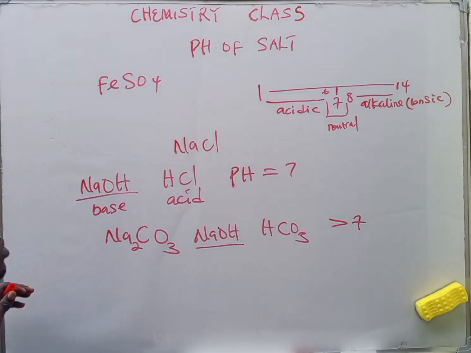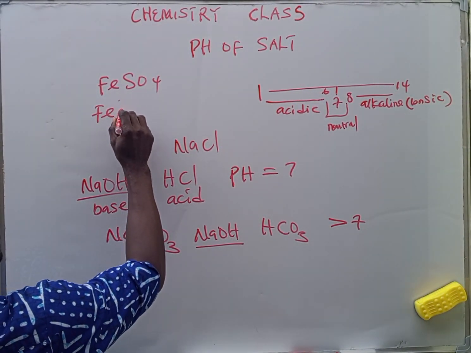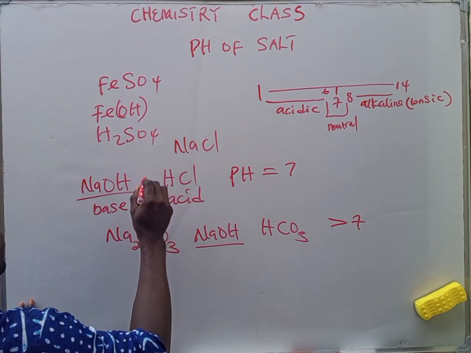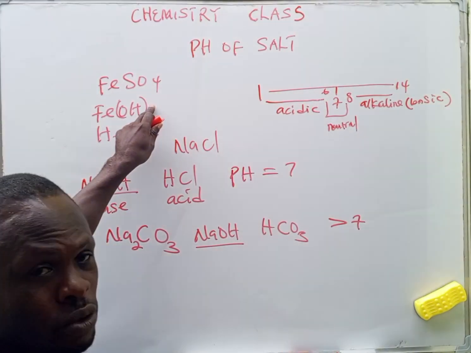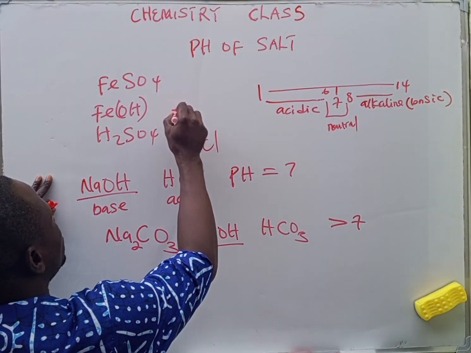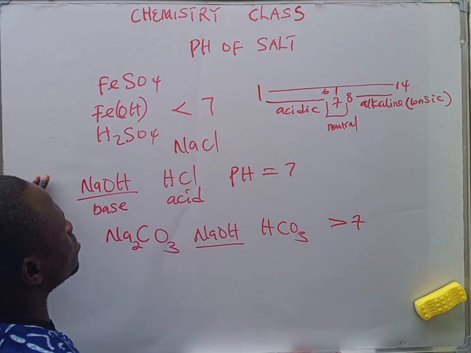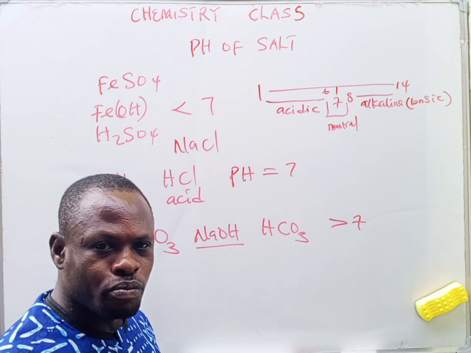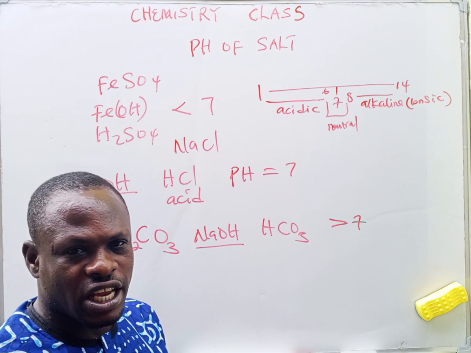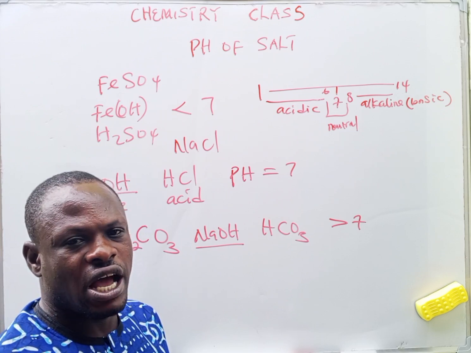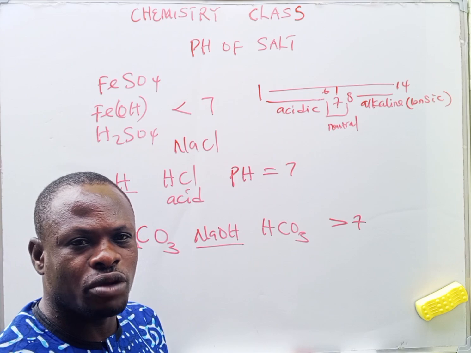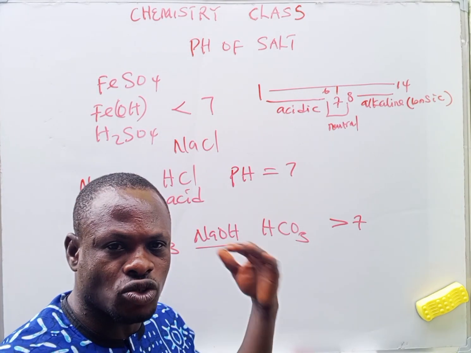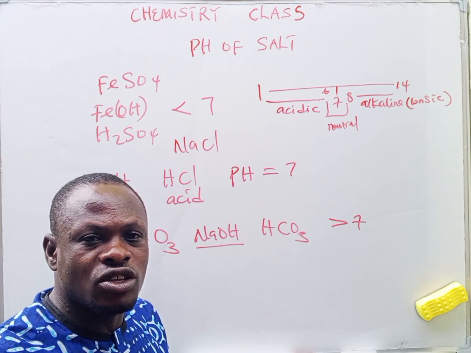Now what if you have a salt like this, FeSO4? Add water to it. Here we have Fe(OH)2, and we have H2SO4. This is a strong acid and this is a weak base. So the pH will be less than 7. Do you get that? So strong acid, weak base will give you a pH that is less than 7. Strong base and weak acid will give you a pH greater than 7. And strong acid, strong base will give you a neutral pH.